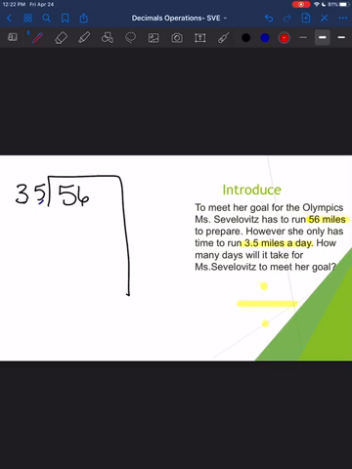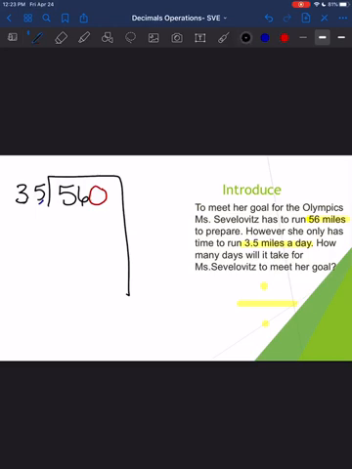Using our lesson from Powers of 10, I know that I can make 56 10 times bigger by adding a 0 and making it 560. That is that number 10 times larger. Once that is done, and I've moved the decimal point out of the divisor and made my dividend 10 times larger as well, then I can divide as normal.